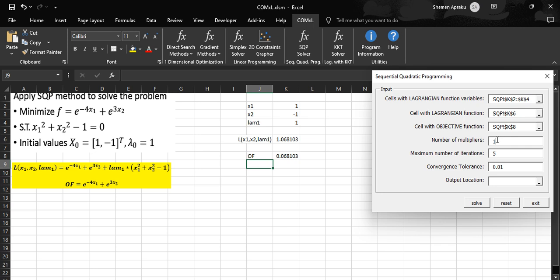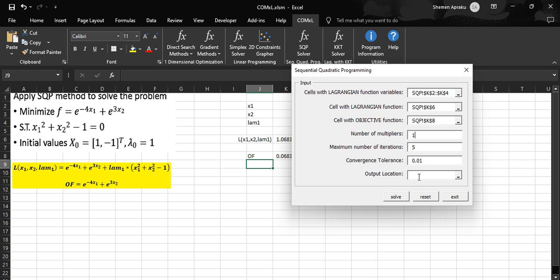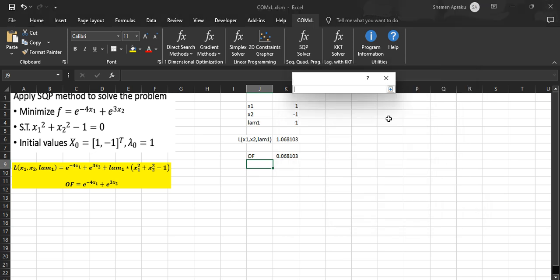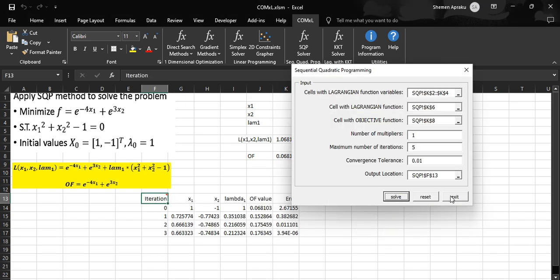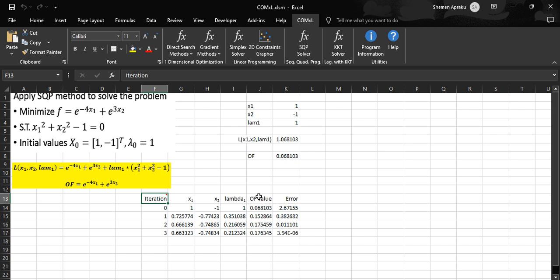One thing about the SQP solver is that the multiplier must always be set under the function variables. So the function variables x1 and x2 must come before our multiplier. So I set my number of maximum iteration to, let's say, 5. I let my error convergence, and I choose this place as my output location and put it here. So I click on solve.